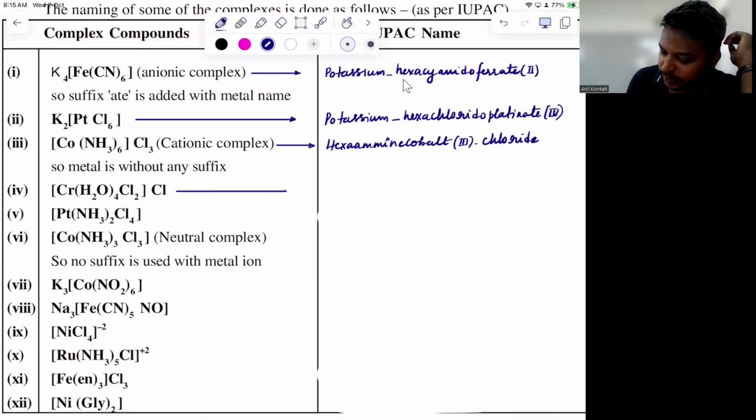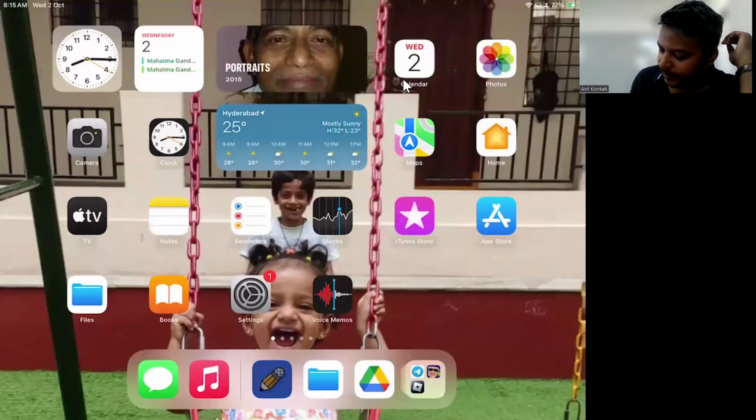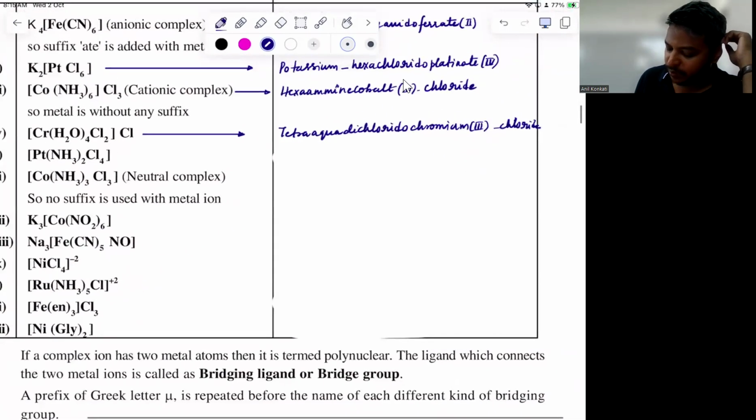Next one. Next, this one. What is the name? Chlorine and water. So aqua should be given preference. So what is that? Tetraaqua, and then dichlorido, dichlorido, chromium +3, and outside we have chloride. Okay, complete the rest.